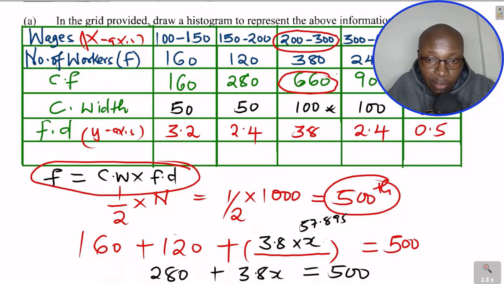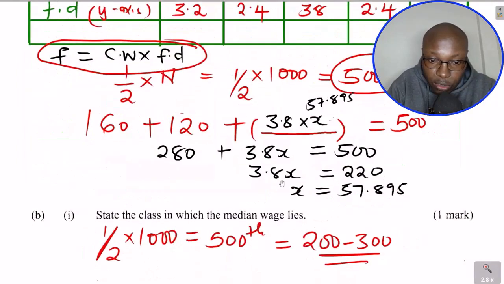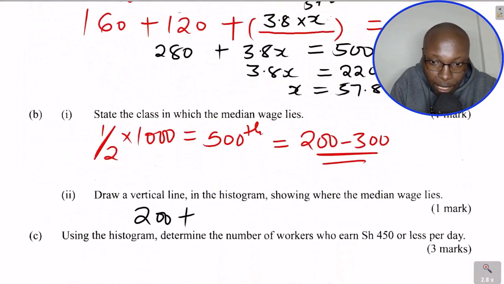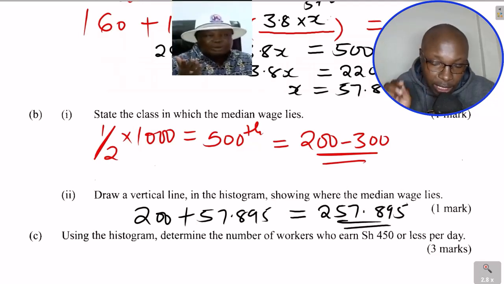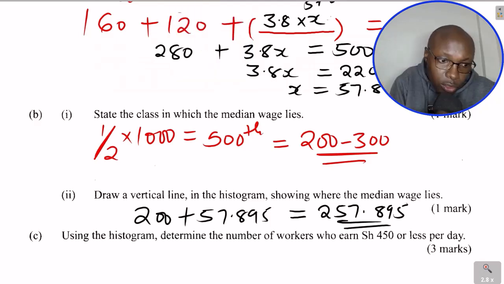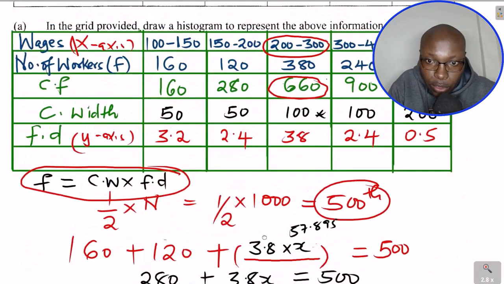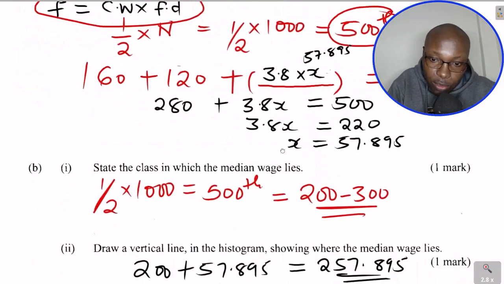That is where we shall have the median class. So we shall take 200 from the lower limit of that class, 200 plus 57.895, and this will give 257.895. That is exactly where the median will be. So you can see it will not go all the way to 300. Now let's draw the line.